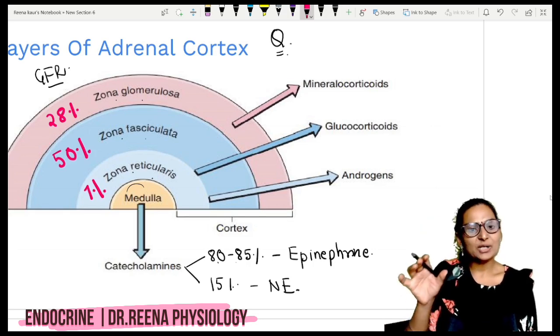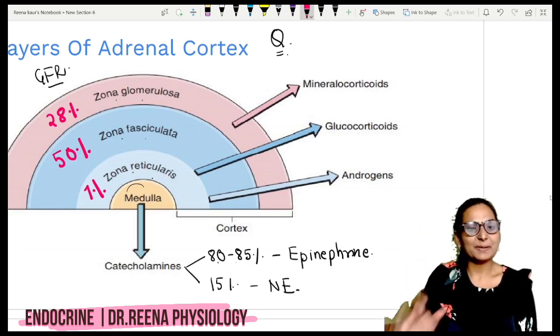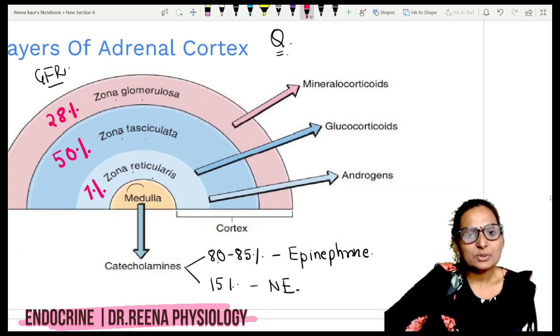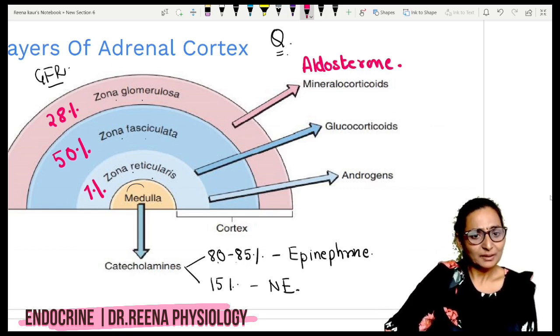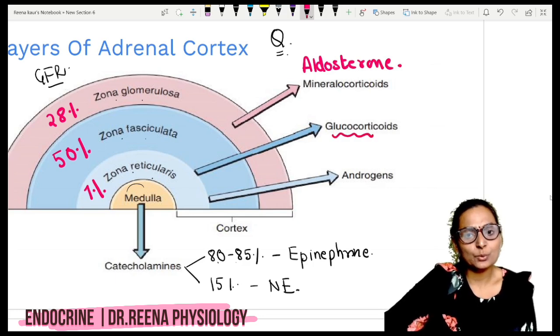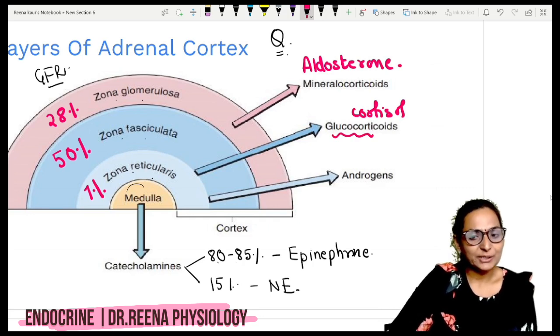The enzymes which are synthesized are also specific. Zona glomerulosa is going to secrete mineralocorticoids, that is your aldosterone. Fasciculata mainly secretes the glucocorticoids, that is cortisol. And androgens are secreted by the reticularis.